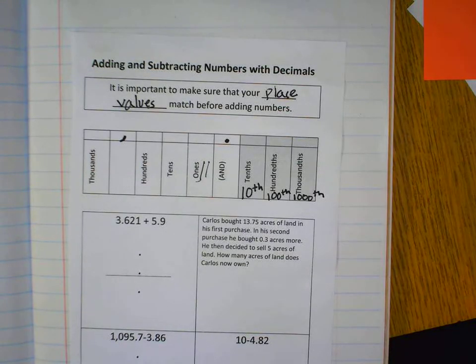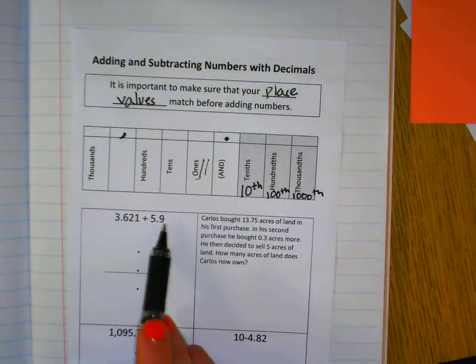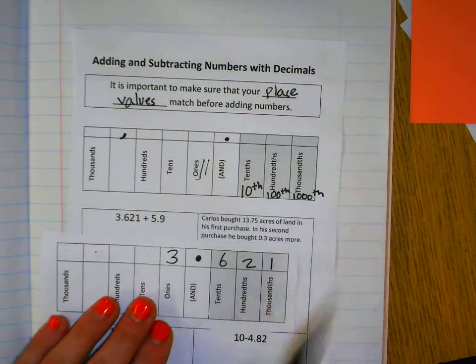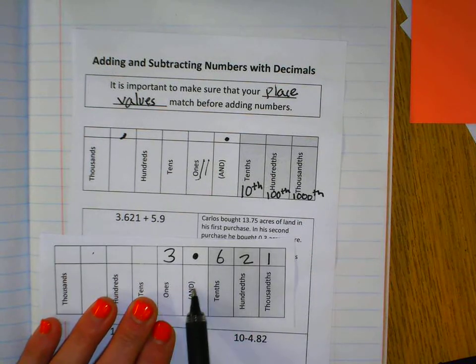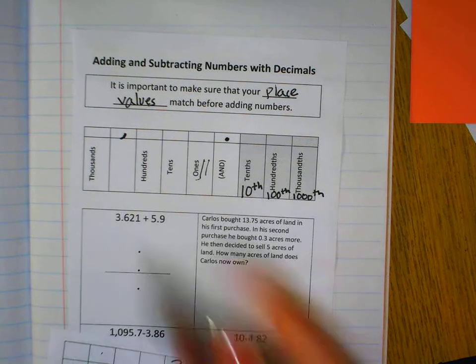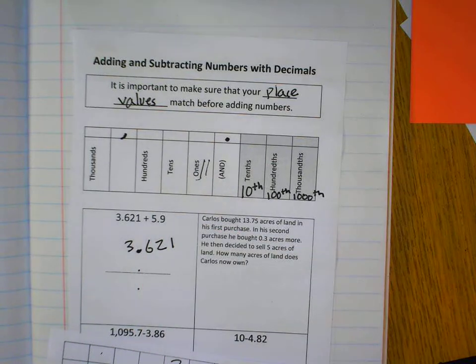Awesome. Welcome back. So we're going to go ahead and look at the first problem. So when I read this problem out loud, I'm going to want to use place value as well. So when I look at this first number, I can read this as 3 and 621 thousandths. So when I go to write that, I'm going to write 3 and 621 thousandths.